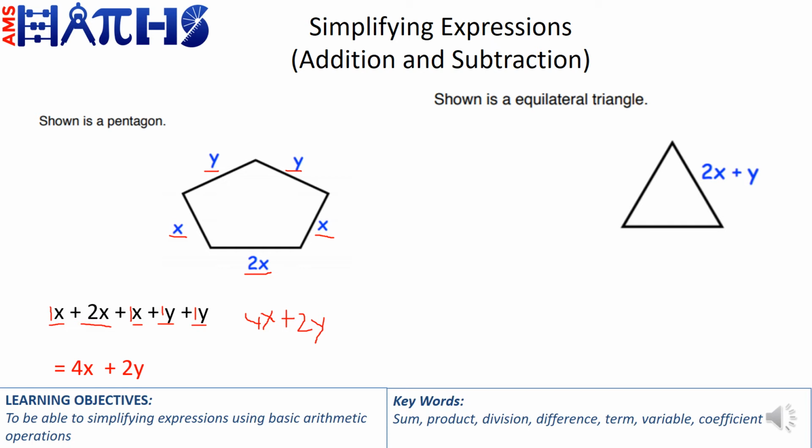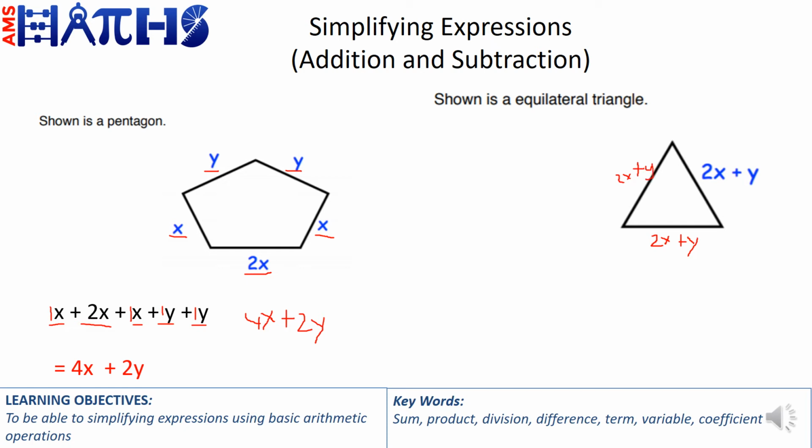Let us look at the next example with a triangle. It says it's an equilateral triangle. And so we know for an equilateral triangle, all three sides have the same length. So we therefore mean that this length is 2x plus y, and also this length is 2x plus y.